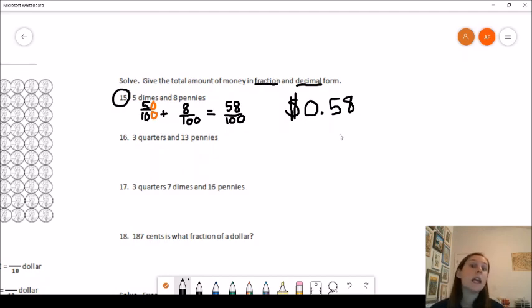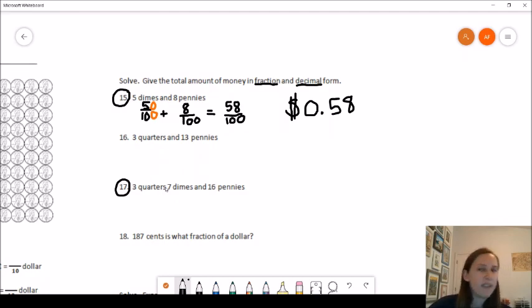I know the dollar sign goes in front, to the left, so 58 cents would be 58 hundredths of a dollar. Now again, you can always go above and beyond and challenge yourself and do some of the more challenging problems as well. So let's take a look at what one of those more challenging problems might be. So what if we did 17? If we had 3 quarters, 7 dimes, and 16 pennies.